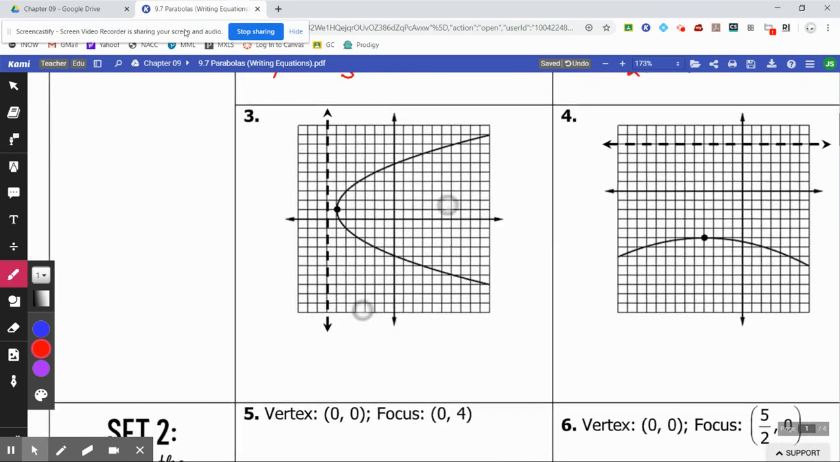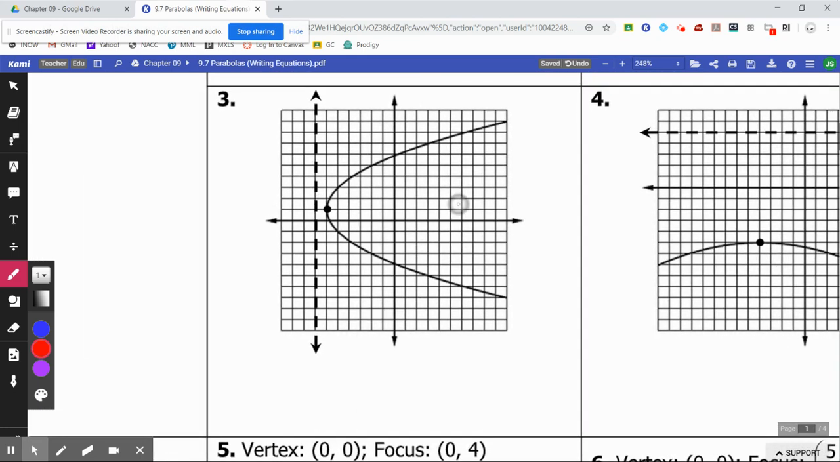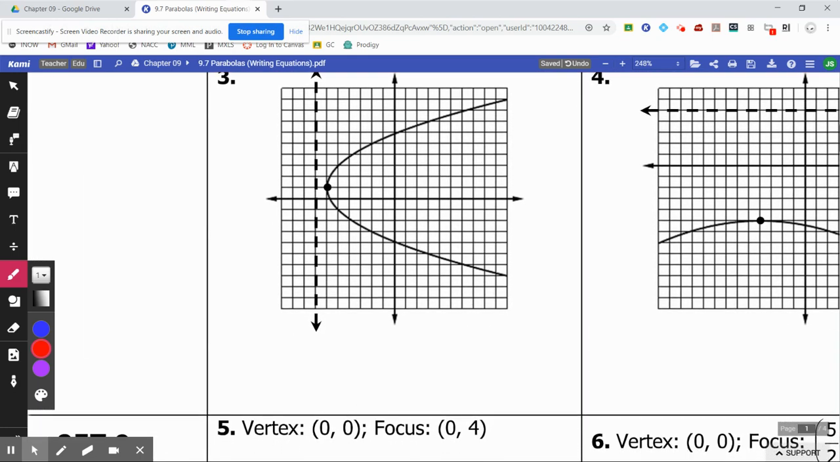Number 3, let me zoom in a little bit. We have another horizontal parabola, so we have x equals stuff. Anytime your y is being squared, it's going to be horizontal.